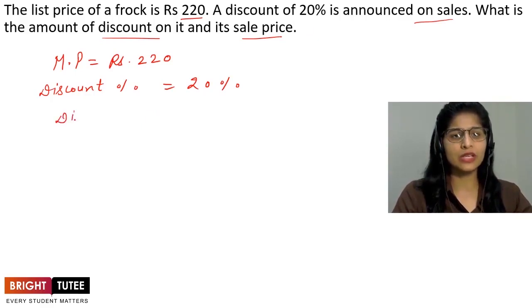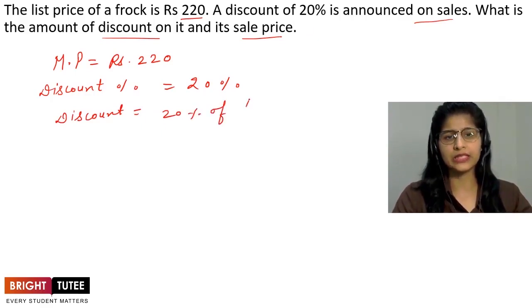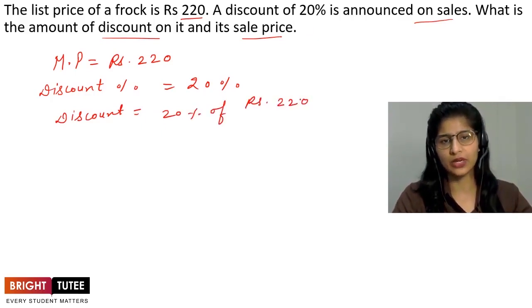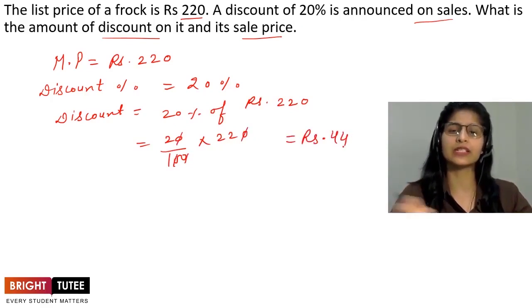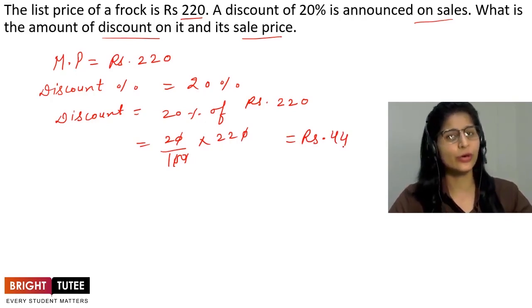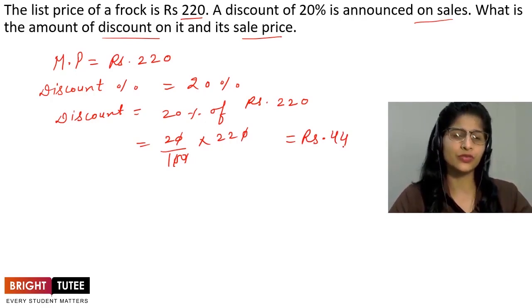Definitely the discount will be announced on marked price only. So discount is equal to 20% of rupees, marked price is 220. So we'll calculate 20 upon 100 into 220. Cancel the zeros. We get rupees 44. So what is the discount given? Discount is given for rupees 44. A discount of rupees 44 is given.